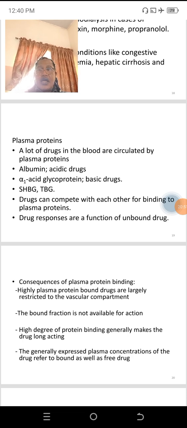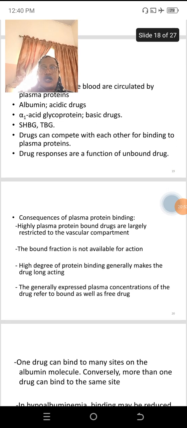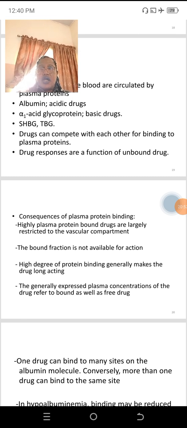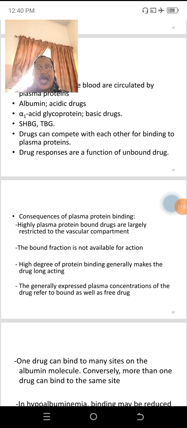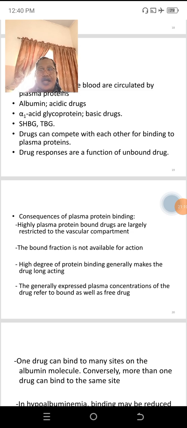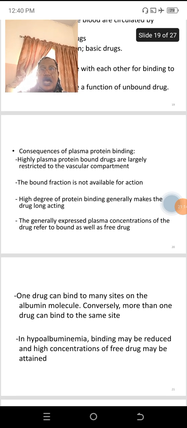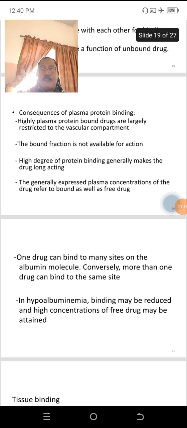So what are the consequences of plasma protein binding? Number one, highly plasma protein bound drugs are likely restricted to the vascular compartment. Number two, the bound fraction is not available for action. Number three, a high degree of protein binding generally makes the drug long acting. Number four, the generally expressed plasma concentration of the drug refers to the bound as well as free drug.